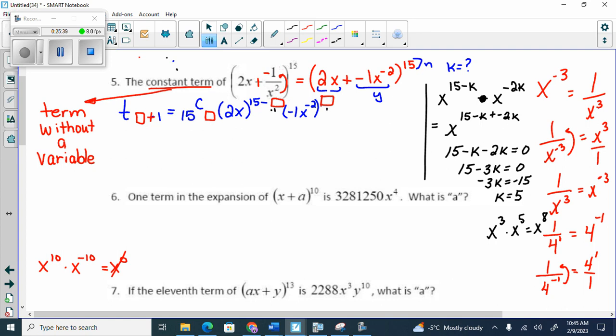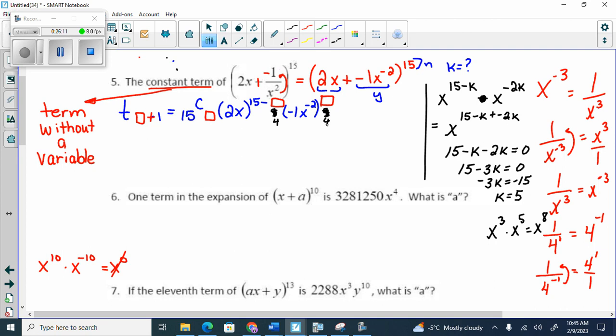Are we any better? No. So I could try a 2. This would be x to the 13. This would be x to the negative 4. 13 plus negative 4 is actually 9. So did they cancel? No. So then I could try a 3. So this would be x to the 12. This would be x to the negative 6. Did they cancel? No, that results in x to the 6. So I could try a 4. This would be x to the 11. This would be x to the negative 8, which results in x cubed.